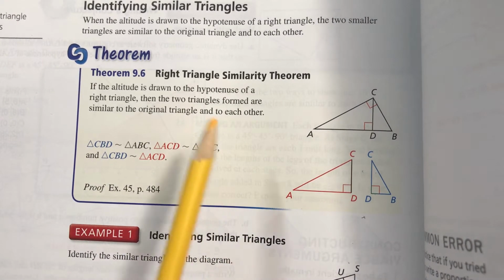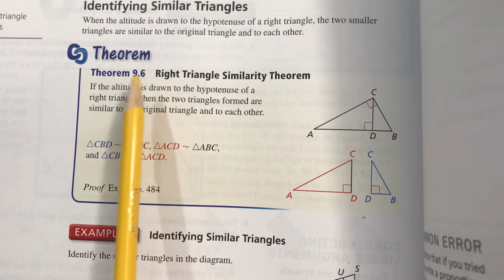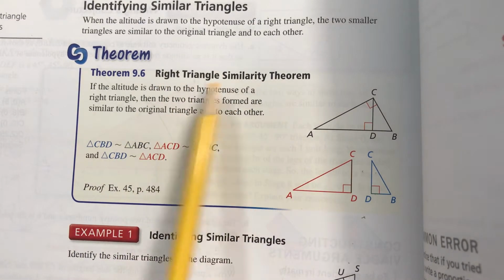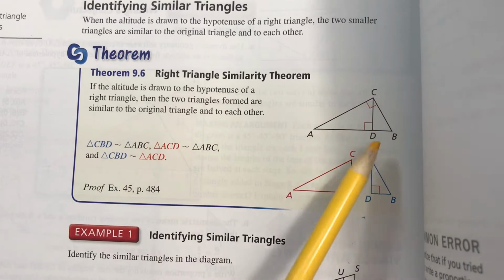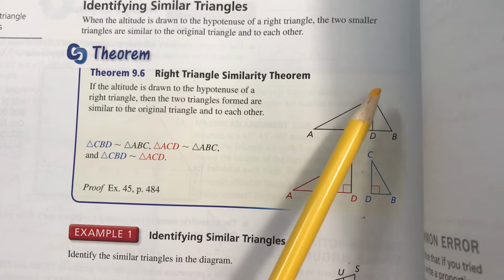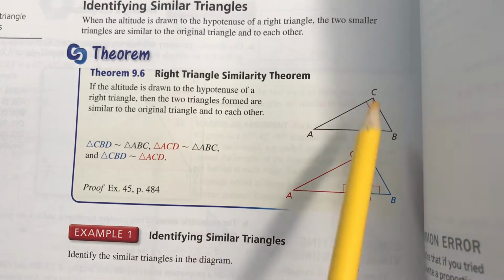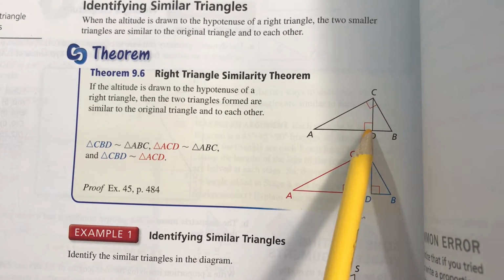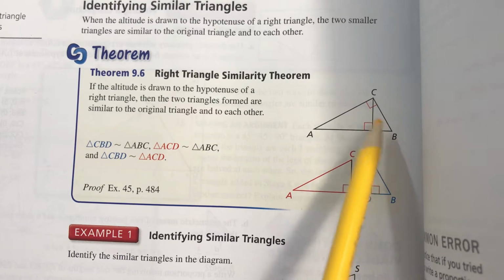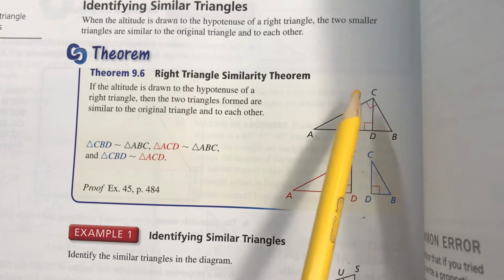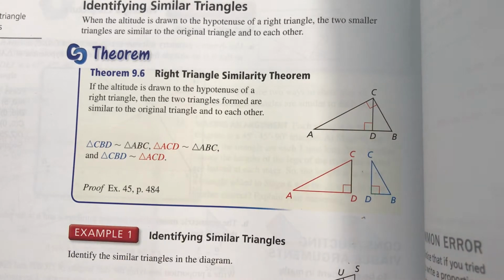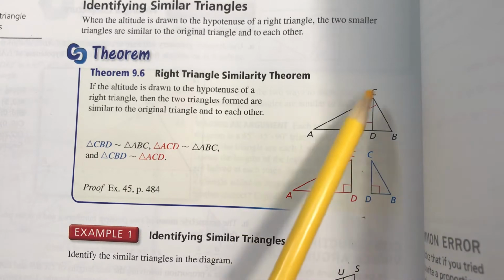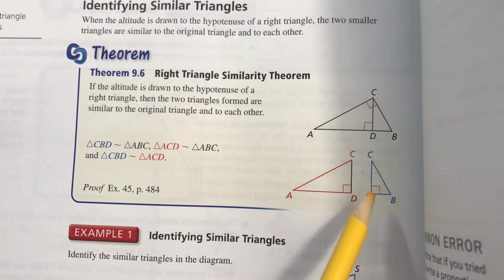So we learned yesterday the right triangle similarity theorem, which says that if you draw an altitude from the vertex of the right angle of a right triangle, it is going to divide the whole right triangle into two smaller right triangles. They're going to be similar to each other and to the original bigger one. So for that we needed to think about how to write down the expression.